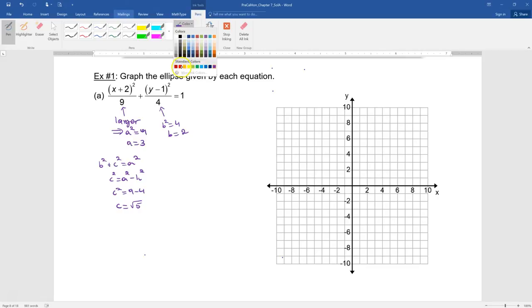How do I find the center? From here and here, H and K. So minus 2 and positive 1, and I have to plot that. Now, if A is equal to 3, and this is a horizontal one, I need to write down where the covertices are, where the vertices are, and where the foci are going to be.